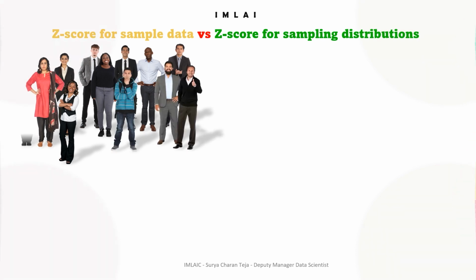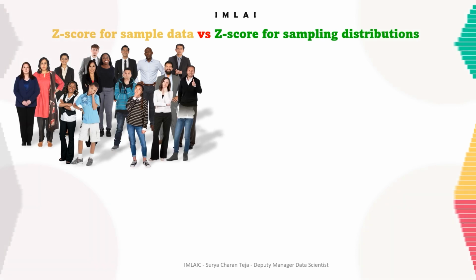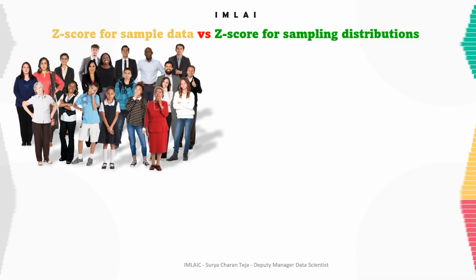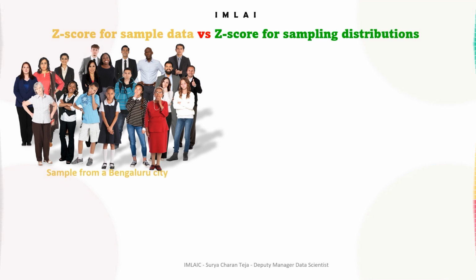In the case of the z-score for sample data, the objective is to find the number of standard deviations an observation is away from the sample mean. Let's begin with this example. Here, this is a sample which has been picked from Bengaluru city's population using random sampling. Again, this is hypothetical, so don't take the values exactly.